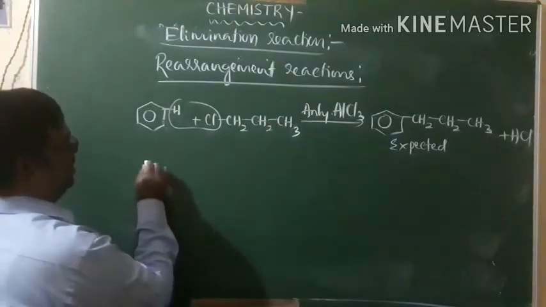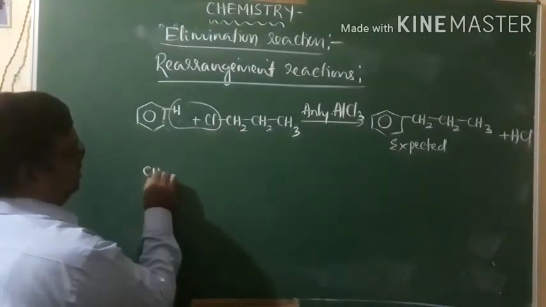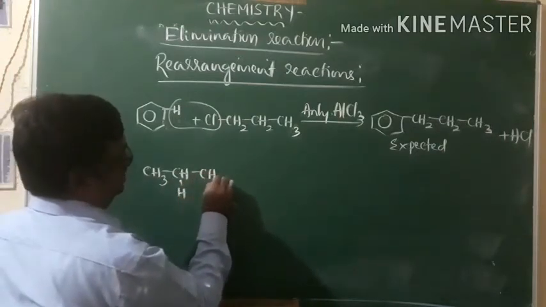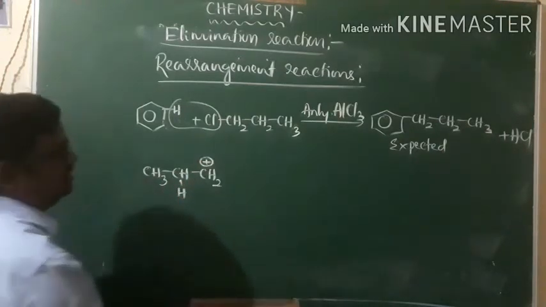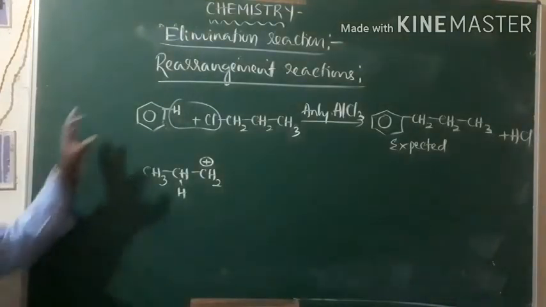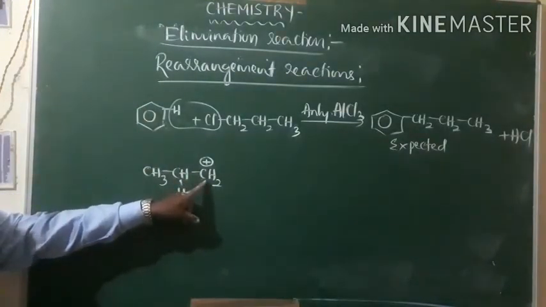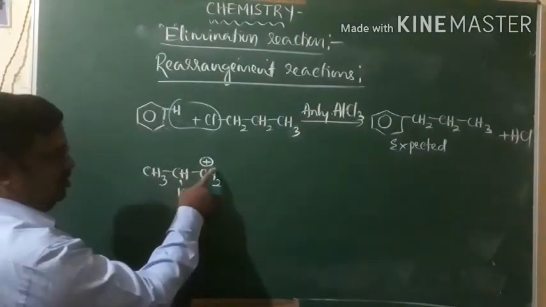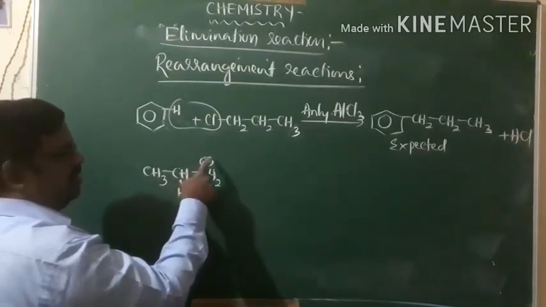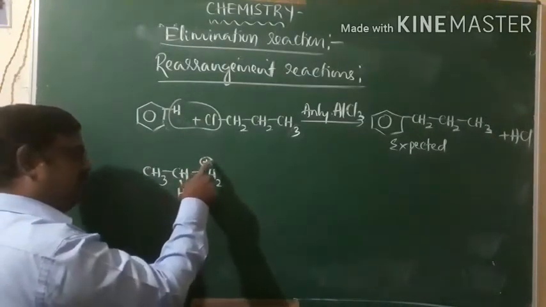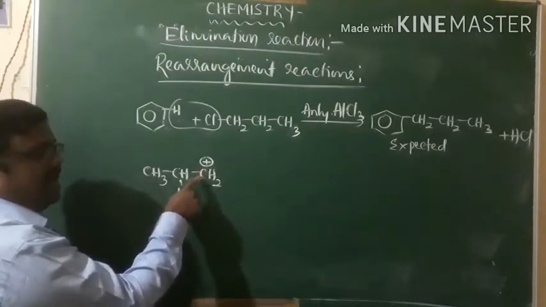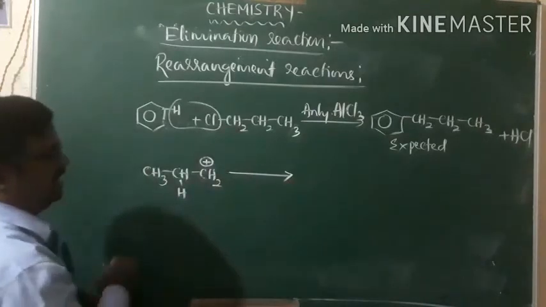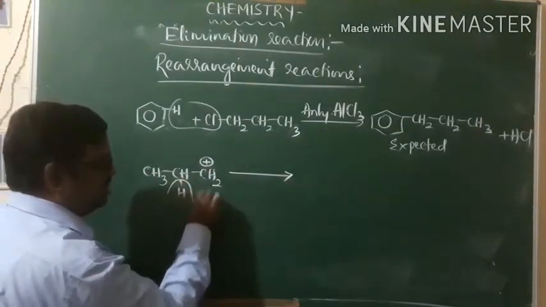Because in this particular reaction, here we have CH3, CH2, CH2 plus. This is a carbocation that is produced. In this reaction you are going to get a carbocation first, in presence of anhydrous aluminum chloride. This is a primary carbocation because the positive charge is on the primary carbon. This primary carbocation undergoes rearrangement, because a primary carbocation is unstable.